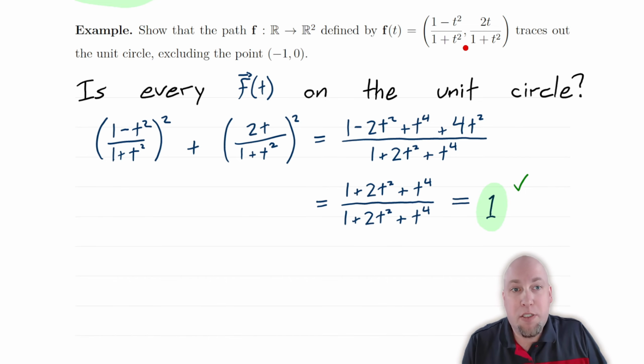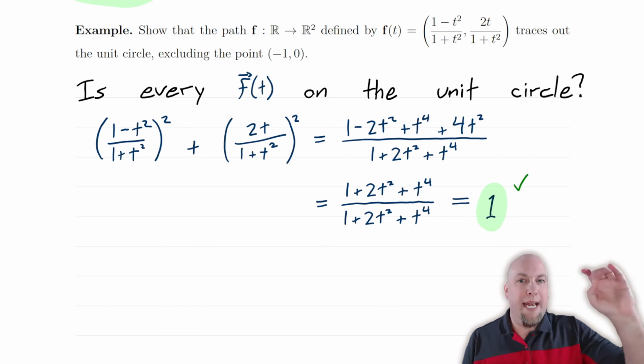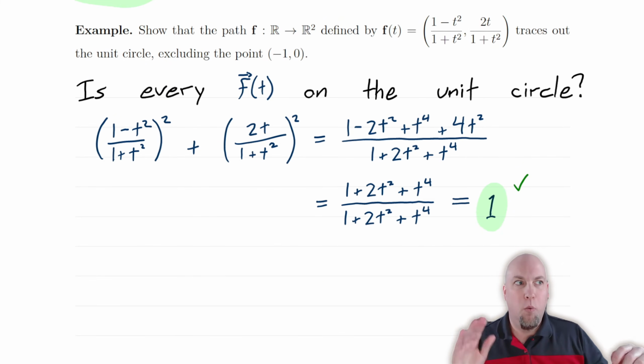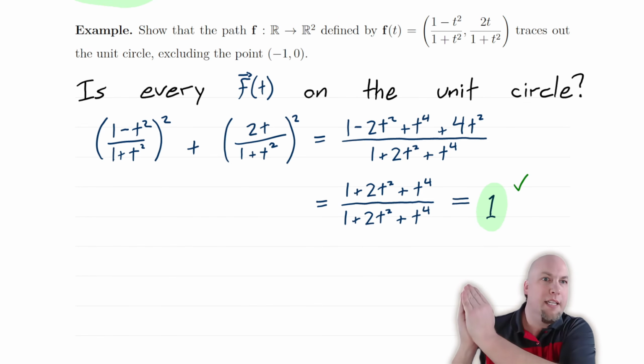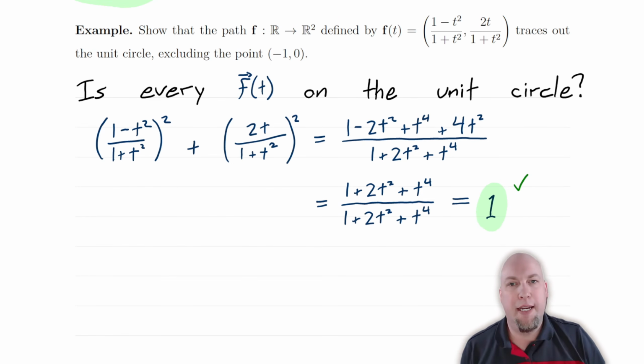But what happens in the x-coordinate when t equals 0? If t equals 0, then you've got 1 minus 0 over 1 plus 1. Oh, that's just 1 in the first coordinate. In other words, we don't get the point -1, 0. The only point that we get that has a y value of 0 is 1, 0. In other words, we get the rightmost point on the unit circle, but not the leftmost point. There's no value of t that we can plug in to get the leftmost point on that unit circle. Okay, fine.